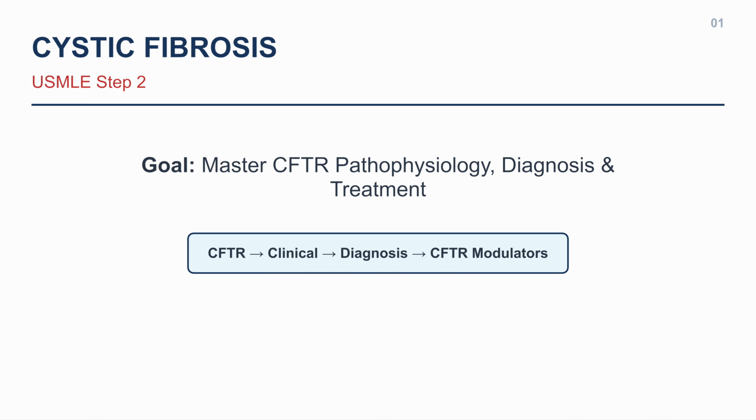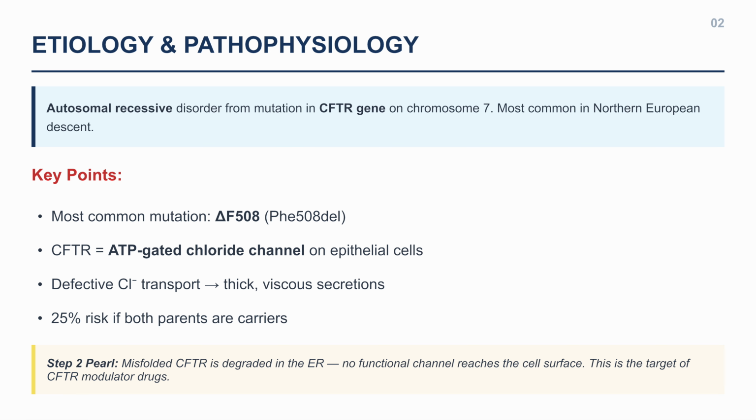Let's get started. Cystic fibrosis is an autosomal recessive disorder caused by mutations in the CFTR gene on the long arm of chromosome 7. It is the second most common genetic metabolic disorder in individuals of Northern European descent. Key points to know. The most common mutation is delta F508, also called F508del.